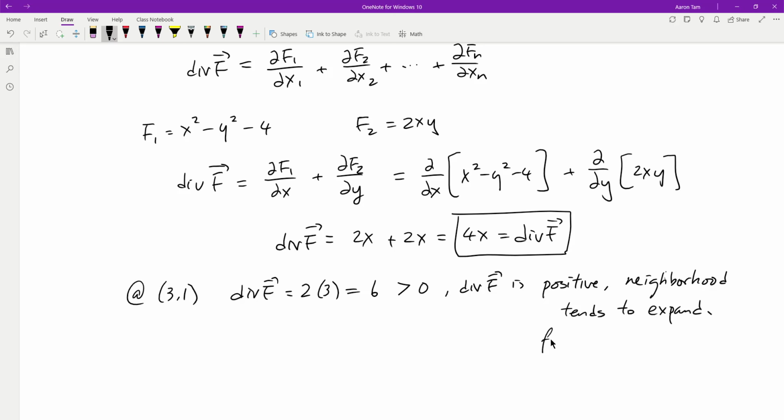And therefore, in this case, flow lines diverge from each other. And the magnitude of the number, in this case 6, indicates how quickly they diverge from each other. A larger value probably tells me that they diverge faster, or that the way they move away from each other is more dramatic, versus a slightly positive number, which would be less dramatic. So it's important to understand that when the divergence is positive, the neighborhood is expanding, and therefore the lines are diverging from each other, which makes sense because it is called divergence.